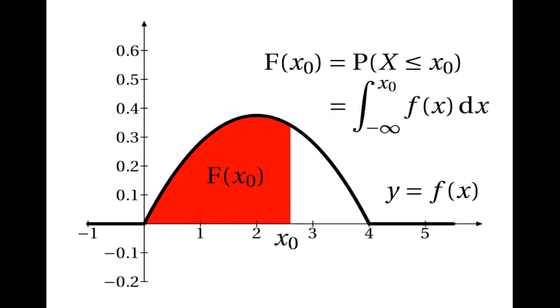Okay, here are the most important things that you need to remember about cumulative distribution functions. The cumulative distribution function is a function whose output is equal to the probability that x is less than or equal to the input. And as that's the area underneath a graph of a probability density function up to and including x naught, that's equal to the integral of the probability density function as far as the limit x naught.